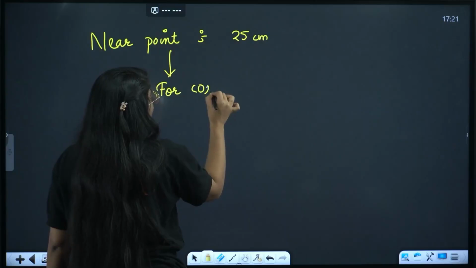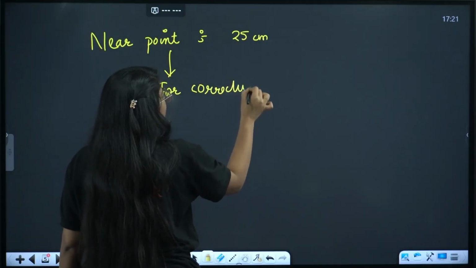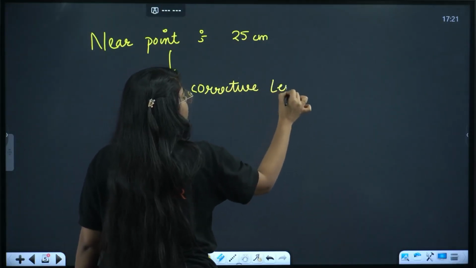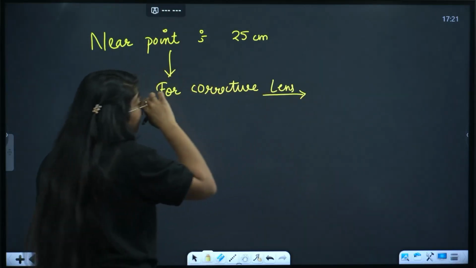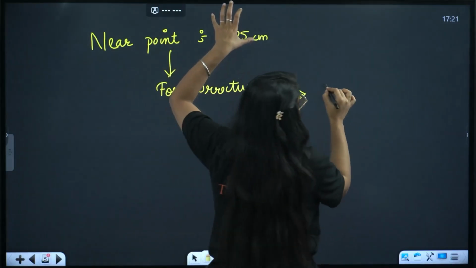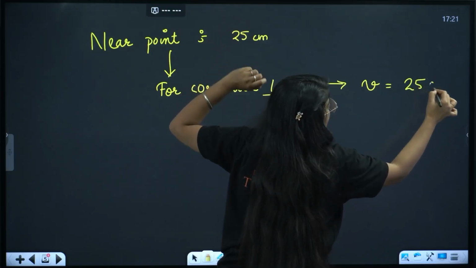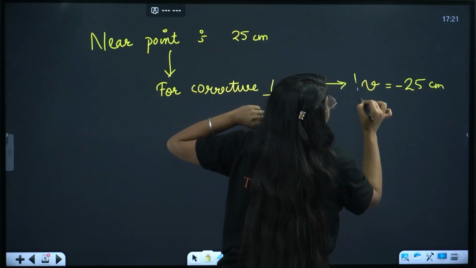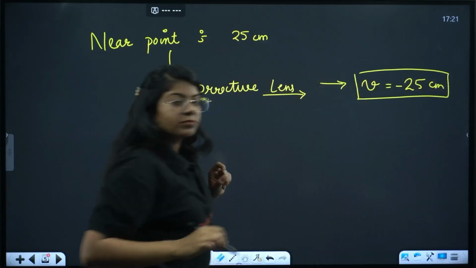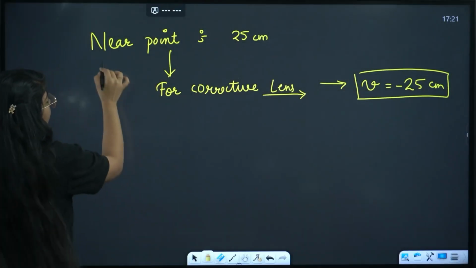See, this is very important. If you just learn this, you will not do any of the question wrong. For corrective lens, this will be the image distance, and it will be always negative. Right? Same for far point.